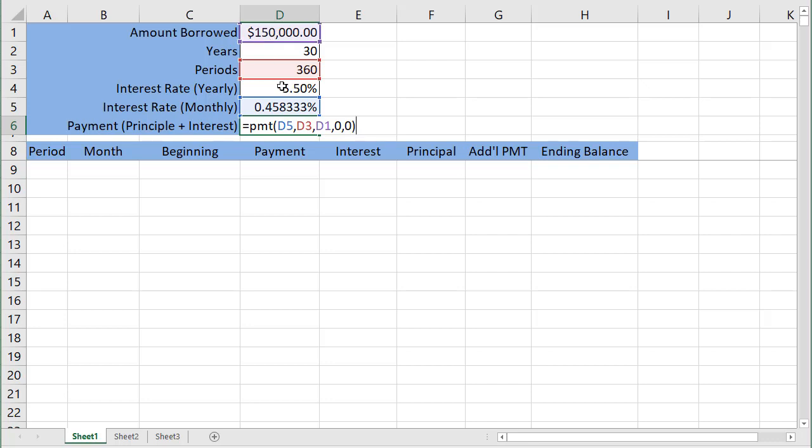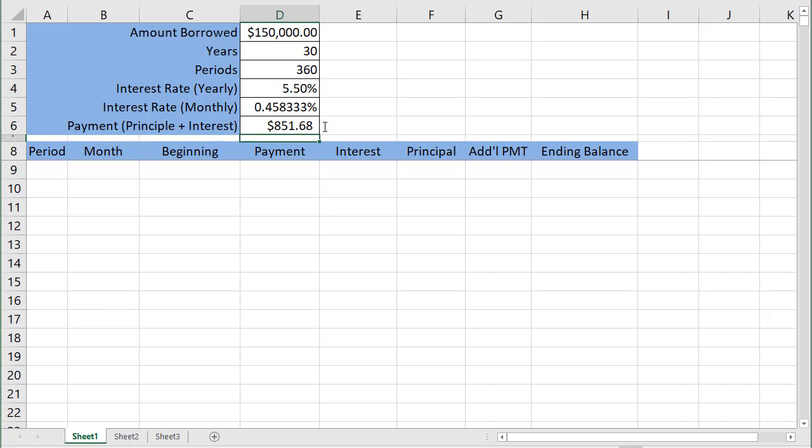Now, I can already tell you one thing I forgot to do. I'm going to hit this and it's going to give me a negative number, which is, I guess, technically correct because I'm paying out that $851.68. One thing I'm going to do to make things easier on myself, easy to understand later, is that for the present value, which is this D1 figure right here, I'm going to put a negative.